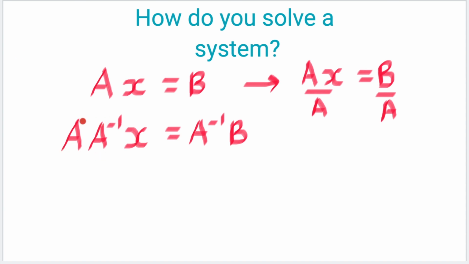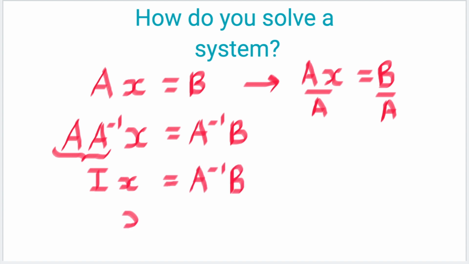So when you multiply those two matrices, you get the identity matrix times X is equal to A inverse times B, and whenever you multiply any matrix times the identity matrix, you get back the same matrix, so X is equal to A inverse times B. When you have the X matrix, the unknown variable matrix, alone on one side, then you'll be able to get the solutions for that system. So now let's take a look at some examples.